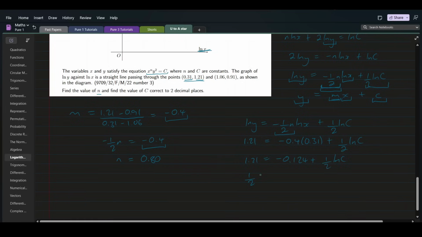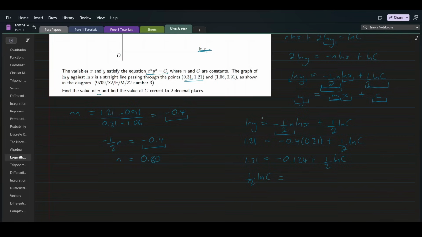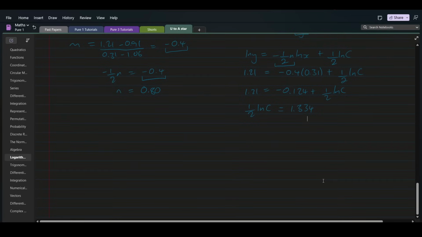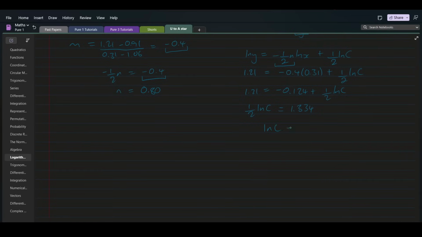And now our goal is to make c the subject of the formula. So half ln c is equal to 1.21 plus 0.124, and this gives us 1.334. Let's multiply both sides by 2. So that becomes ln c is equal to 1.334 times 2. That is 2.668. Apply the exponential function to both sides, so that c is equal to e to the 2.668.